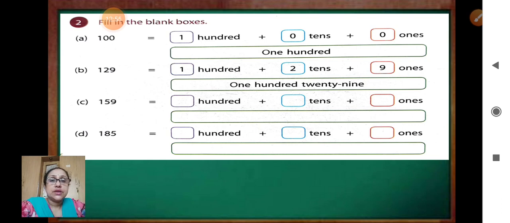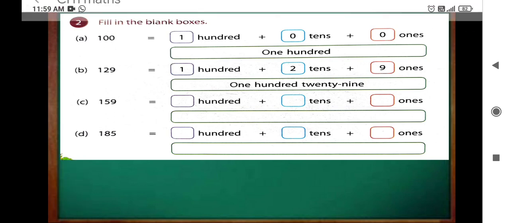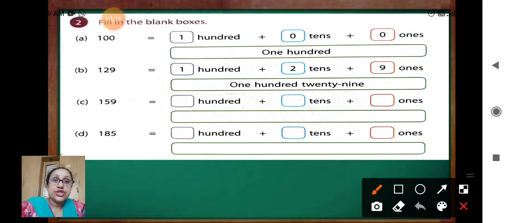Open the page. Yes, fill in the blank boxes. Here you can see question A, 100 is written equal to, in the box it is written 100 plus 0 tens plus 0 ones, and the number name is written 100. Now question B, it is also being solved. 129, 100 plus 2 tens, that is 20. 2 tens plus 9 ones, number name is 129.